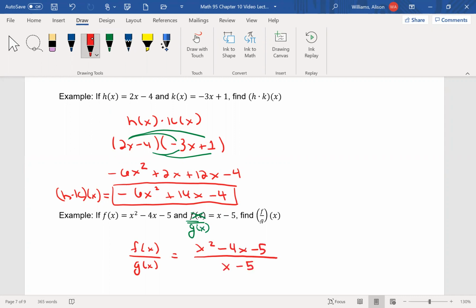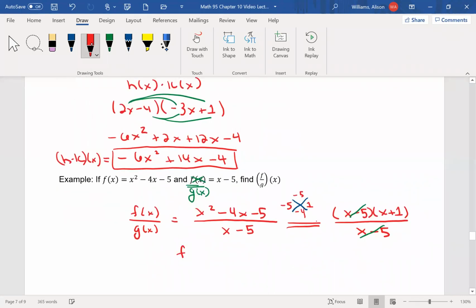Now, in order to do some simplifying, I would actually have to first factor the numerator and then see if I can cancel. So I can use my shortcut. At the top of the x would be negative 5, bottom of the x is negative 4. Two numbers that multiply to be negative 5 but add to be negative 4 are negative 5 and positive 1. So this will be x minus 5, x plus 1, all over x minus 5. So x minus 5 cancels, and my final answer, f over g of x, is x plus 1.